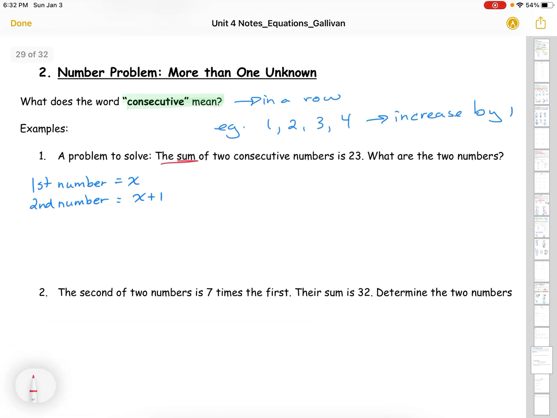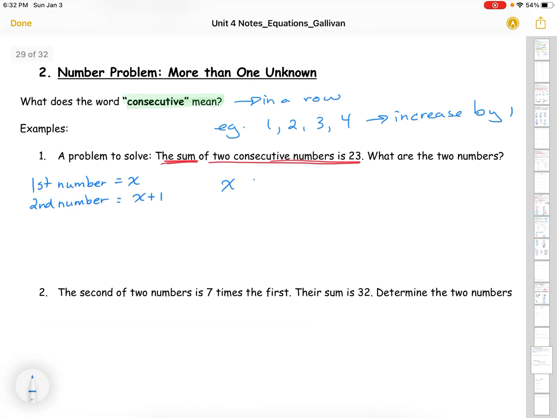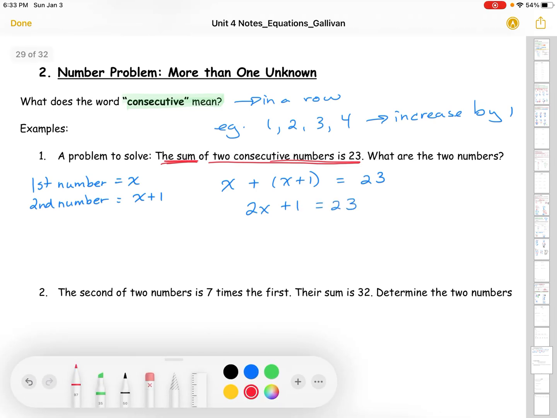Okay, now it says the sum of two consecutive numbers is 23. So if I have two consecutive numbers, I've got x and the sum, x plus (x plus 1) equals 23. This is my first number, x, and this is my second number, x plus 1. There's no factor around this bracket, so technically I can unwrap it, and I have x plus x, which is 2x plus 1 equals 23.